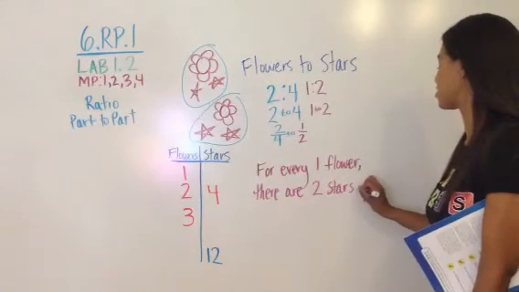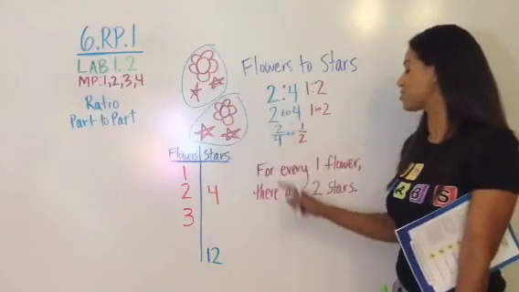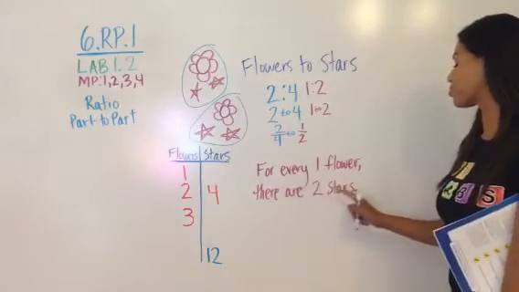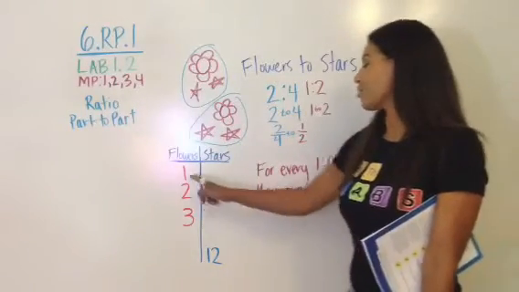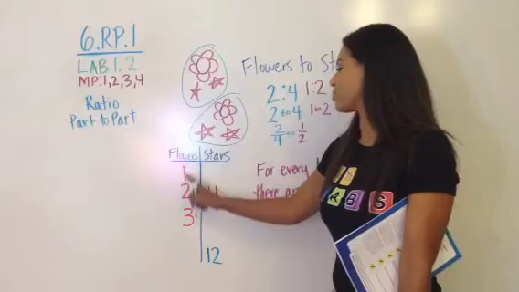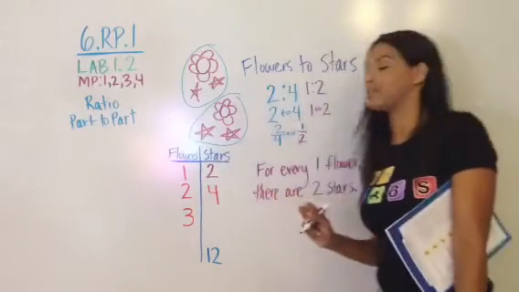There are 2 stars, period. Here's a complete sentence of the meaning of this particular ratio. It means for every one flower, there are 2 stars. That's going to help us fill out our ratio table here. Because, first of all, here it is in the table. For every one flower, we can fill that value in right now. There are 2 stars. So that's an easy one here.